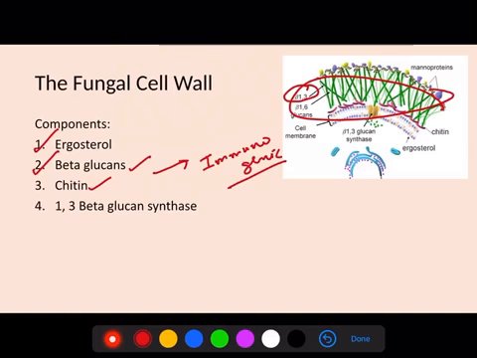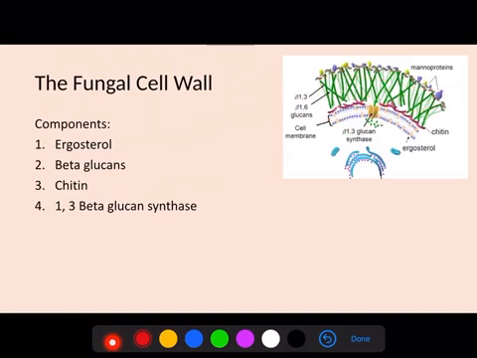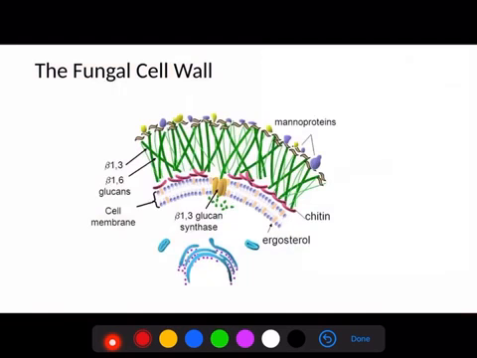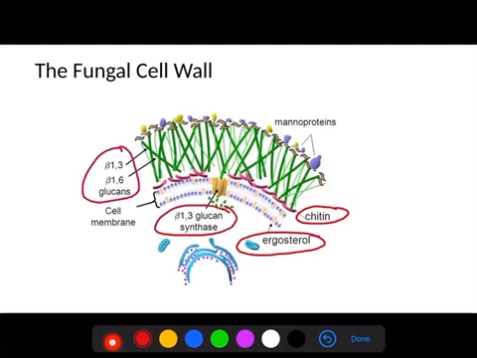Further, we have 1,3-beta-glucan synthase. It's also an enzyme which is responsible for the synthesis of beta-glucan. In this slide, you have a further opportunity to have a look at all the components that we discussed: chitin, ergosterol, beta-1,3-glucan, and the glucans.